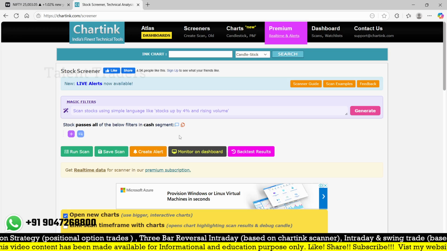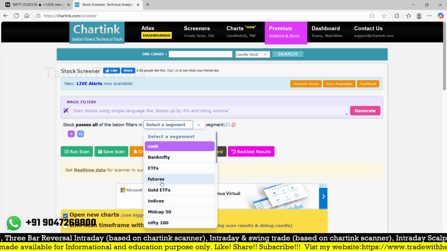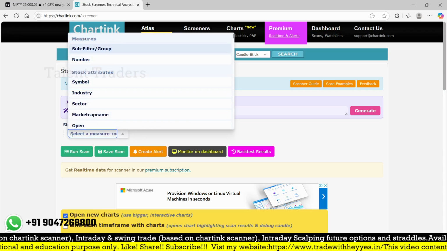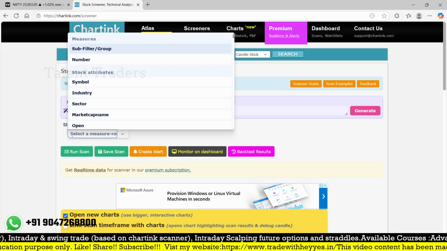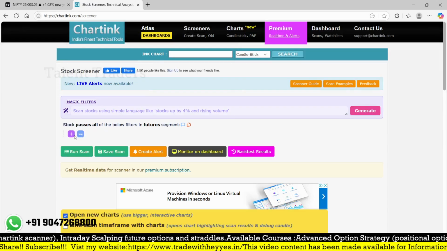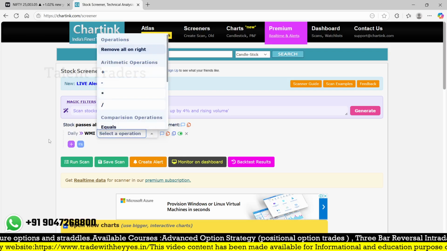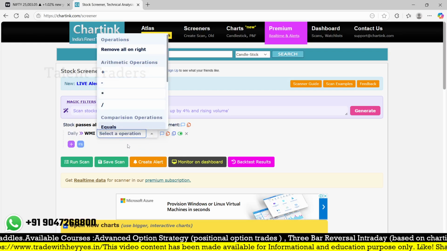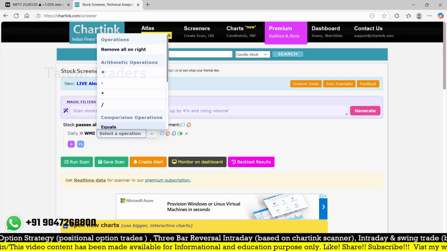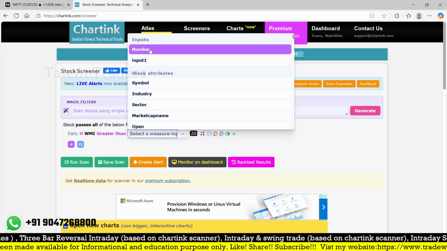This is a new scanner which we have not worked on before, but right now we are trying to find such things based on this. We already created that particular WMI. It is not available by default in any charting platform, but it is a custom one. So WMI, weighted momentum and volatility index. Daily WMI should be greater than 0.